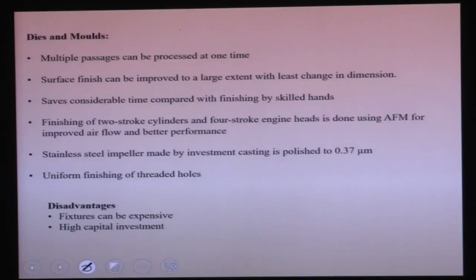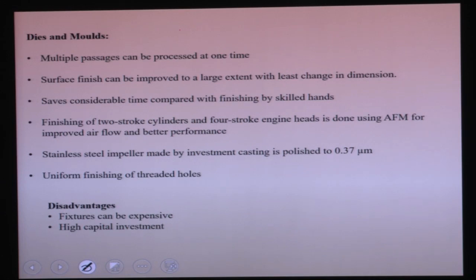Multiple passages can be processed at one time. Surface finish can be improved to a large extent with the least change in dimension, and it saves considerable time compared with finishing by skilled hands. Finishing of 2-stroke cylinders and 4-stroke engine heads is done using AFM for improving airflow and better performance. A stainless steel impeller made by investment casting is polished to 0.37 micron.